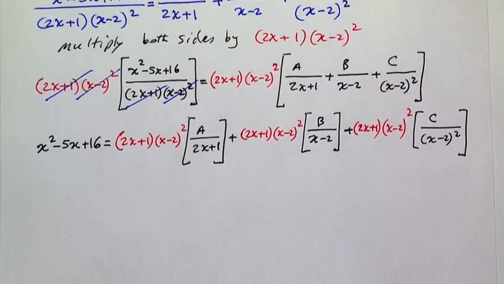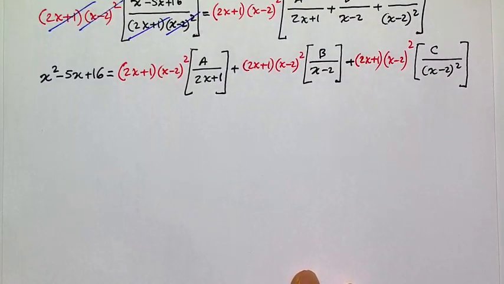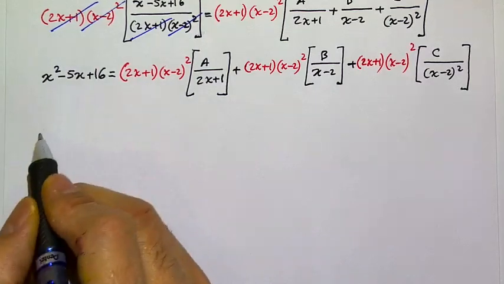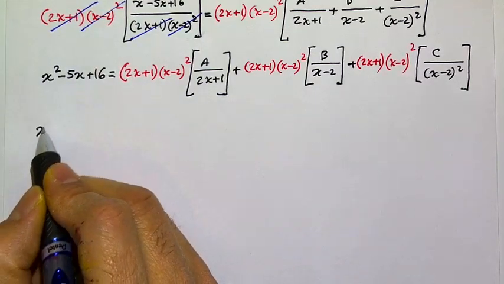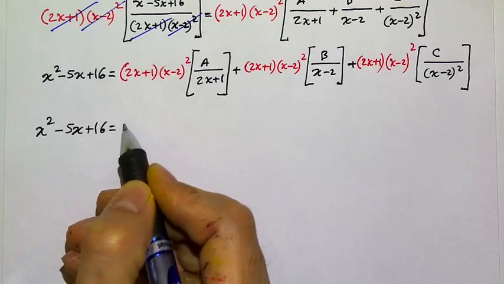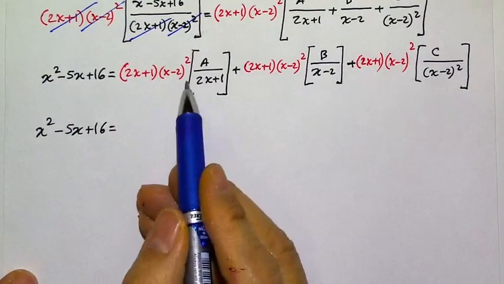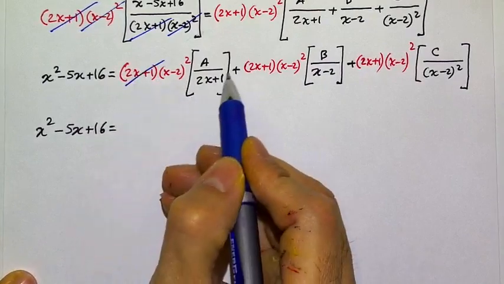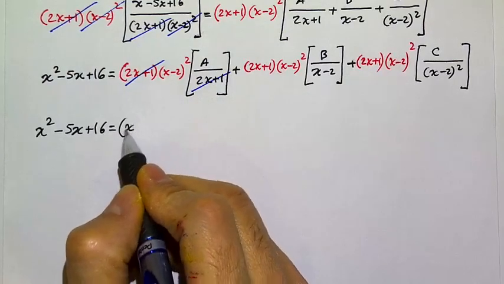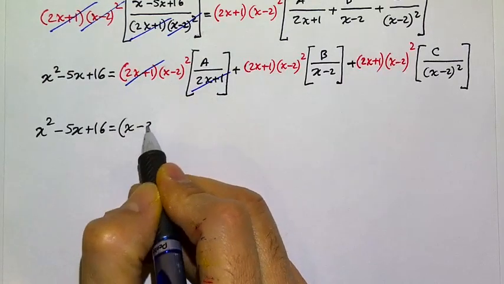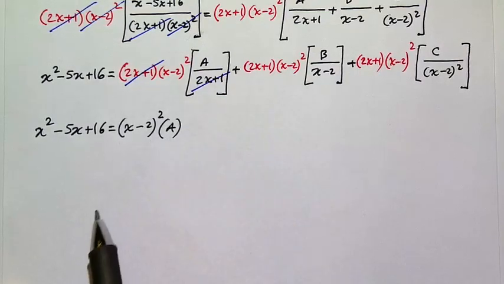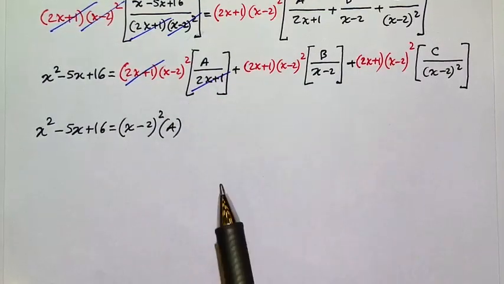Okay, so now let's go through and simplify the things we can. On the left side, things are good. So we just write x squared minus 5x plus 16. Now look what happens here. This 2x plus 1 and this 2x plus 1 cancel each other out. We end up with x minus 2 squared times a, don't we? That's what we get. Look how nicely the fraction is gone.